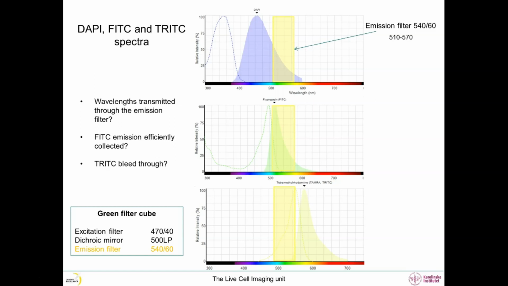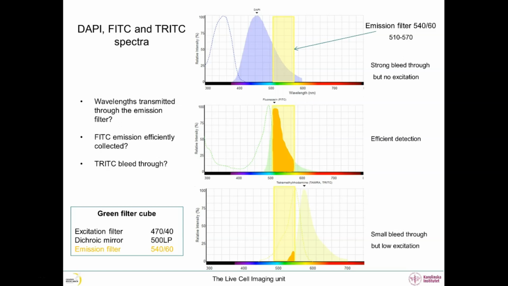Let's now see how much of each emission curve fits into the filter. We see that a lot of the light emitted by DAPI is collected through this emission filter. However, we have identified earlier that DAPI is not excited through our excitation filter, so it does not emit any light. Our emission filter collects about 80% of the light emitted by FITC. This is the fluorophore we want to image, so it is very efficient. We also see that the TRITC signal bleeds through this filter a little bit.